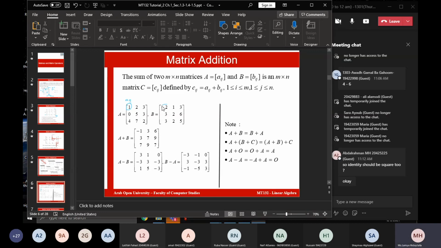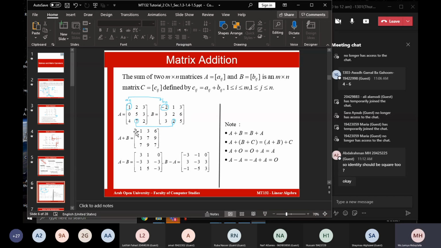In this matrix, for example, the first element is A11, and here in the second matrix B is B11, right? So each element we add to the corresponding one. This means this 7 will be A32 with the same position in B32. So we add this one to that one and so on. Every element to its corresponding one, every Aij plus Bij. This plus this, this plus this, and then we get our matrix. Easy, right?